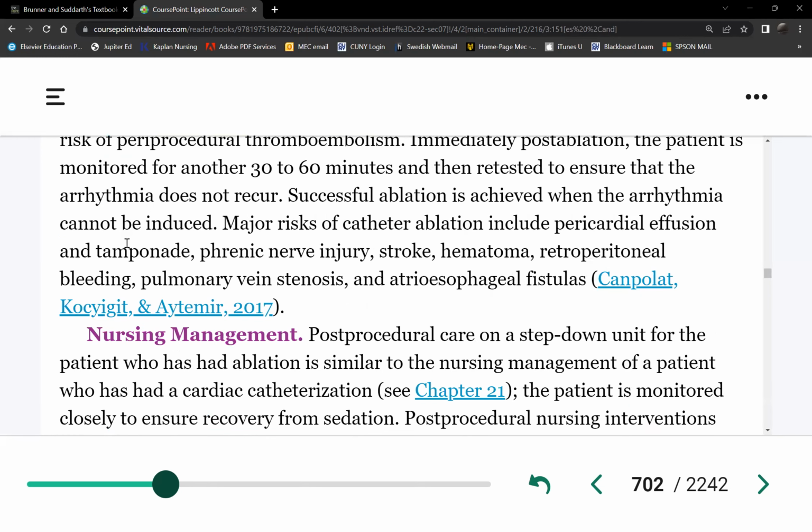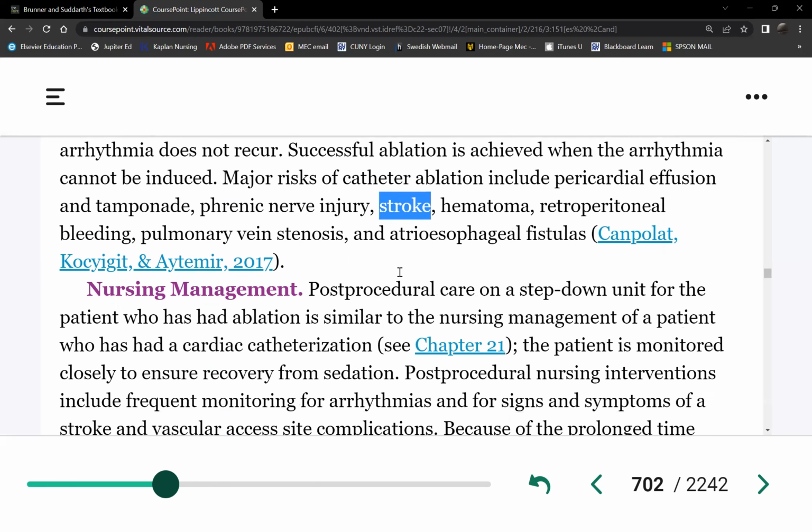So we already know about tamponade, and phrenic nerve injury, meaning the patient will have breathing problems because the phrenic nerve innervates your diaphragm. And of course, blood clots can form during the procedure, causing a stroke or large hematomas, bleeding, etc.